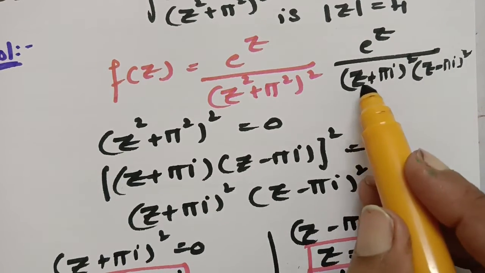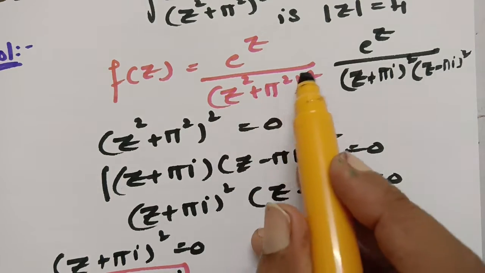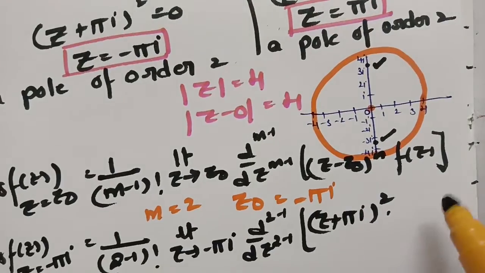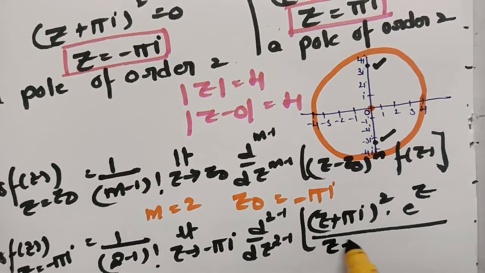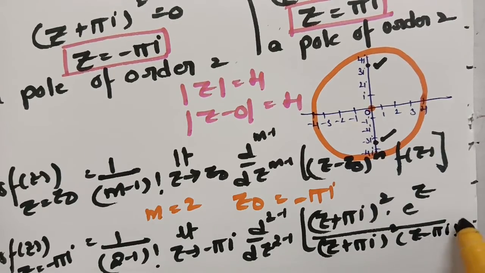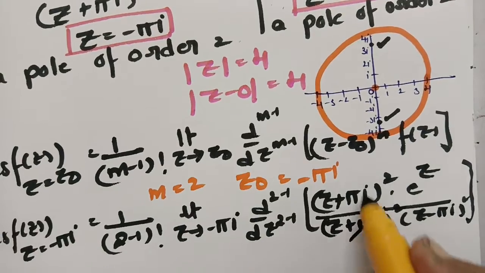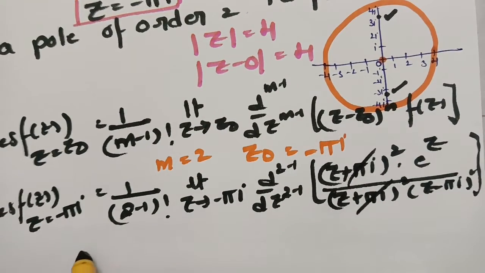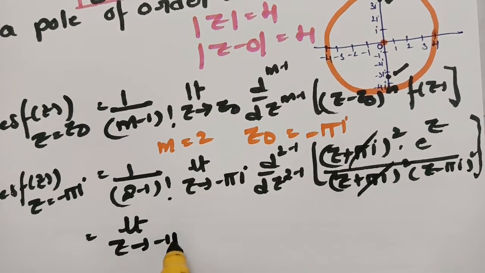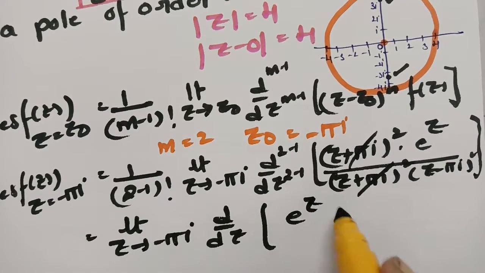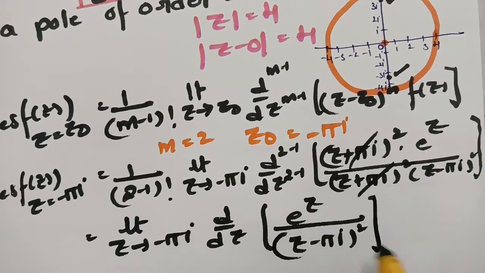See here, (a plus b) into (a minus b) is nothing but a square minus b square, whole square. So this can be written as e power z by (z plus pi I) whole square into (z minus pi I) whole square. If I cancel these two, then 2 minus 1 factorial is 1. I'm leaving the limit z tends to minus pi I. We have to make one time derivative for e power z by (z minus pi I) whole square.